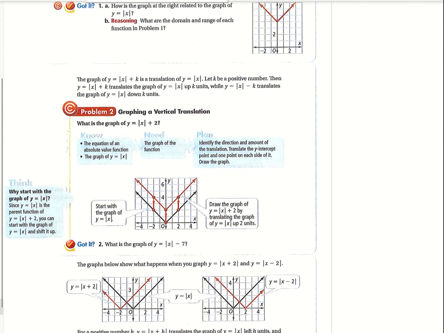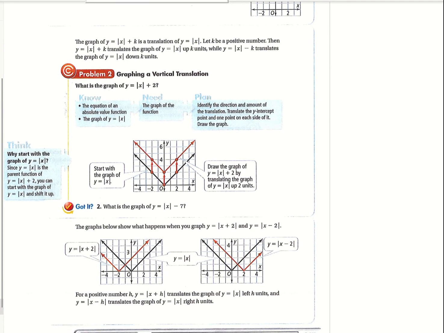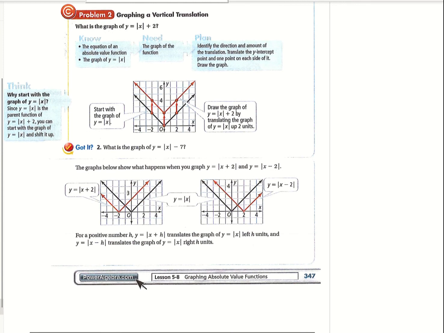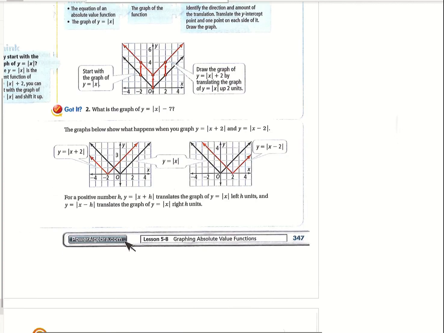So if we move on, okay, we're going to go ahead and, so problem 2 is the same exact sort of problem, right? We have the graph of y equals the absolute value of x plus 2, okay? That plus 2 translates each point on the graph up 2 points, okay? So that red one is the new graph there, okay? And yeah, that's really all that does, okay?